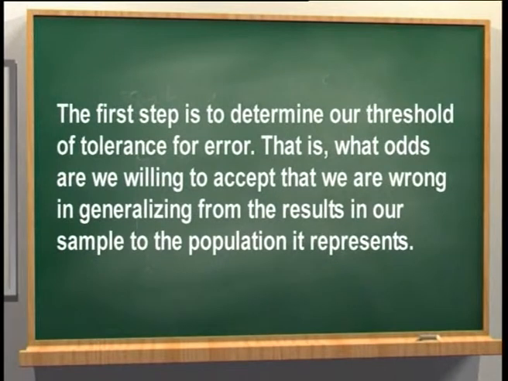Let's walk through the process by which a chi-square value is computed. The first step is to determine a threshold of tolerance for error. That is, what odds are we willing to accept that we are wrong in generalizing from the results in a sample to the population it represents? Are we willing to stake a claim on a 50% chance that we were wrong, a 10% chance, a 5% chance, a 1% chance? The answer depends largely on our research question and the consequences of being wrong.